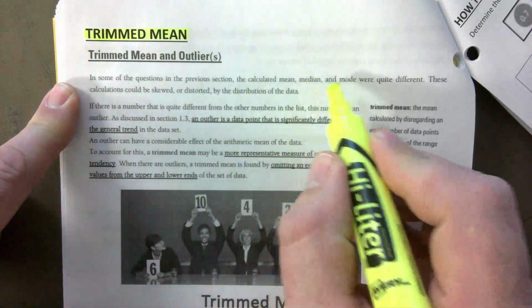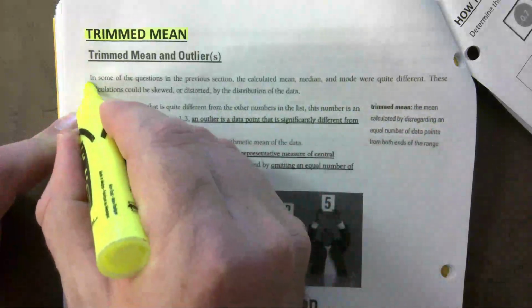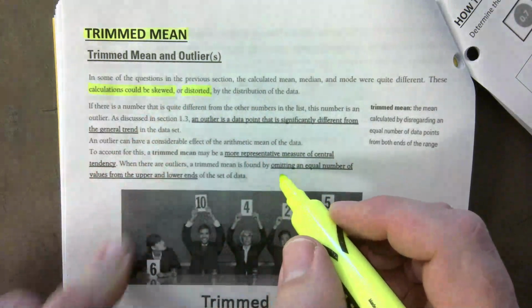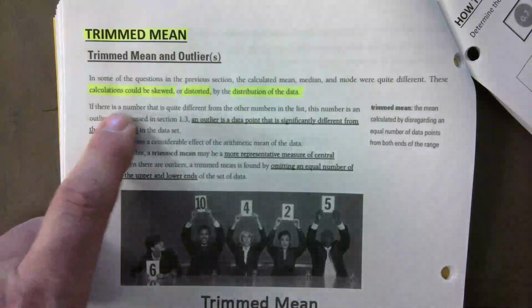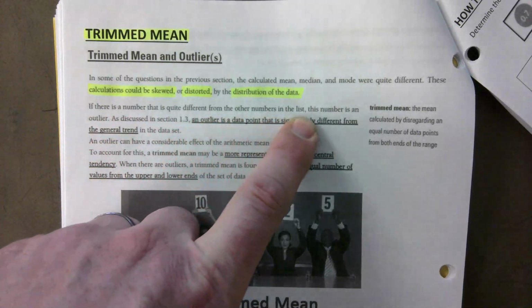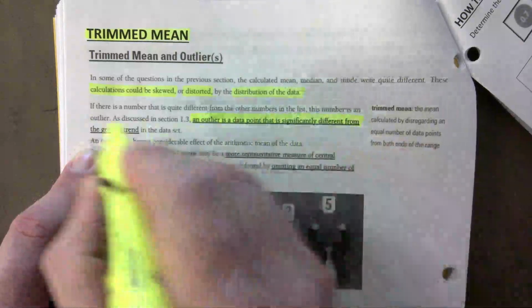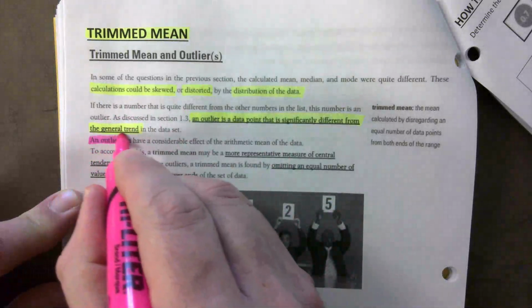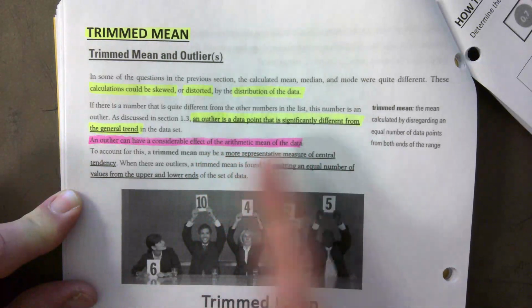Previously we calculated the mean, median, mode, and sometimes they were quite different. These calculations can sometimes be skewed or distorted by the distribution of the data. If there's a number that is quite different from the other numbers in the list, the number is called an outlier. An outlier is a data point that is significantly different than the general trend. And here's the problem. I'm going to use a different color. An outlier can have a considerable effect on the arithmetic mean.